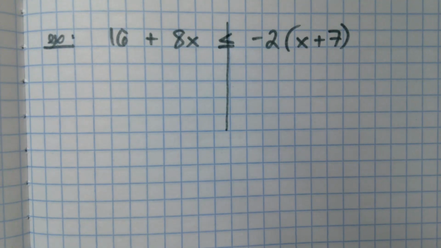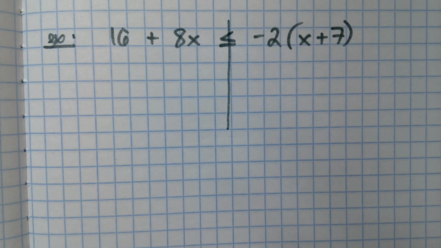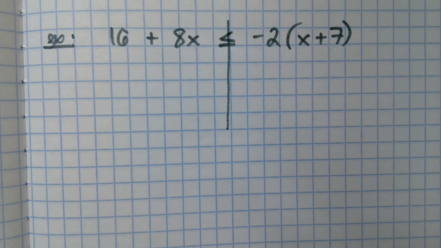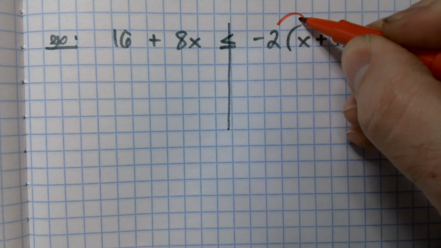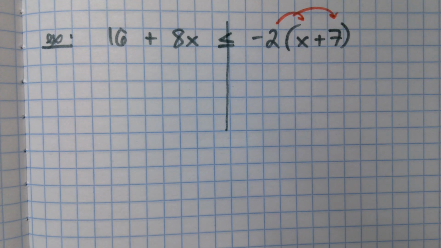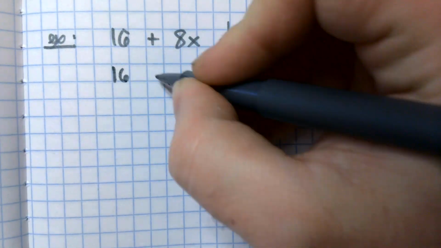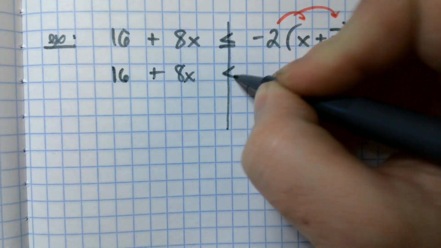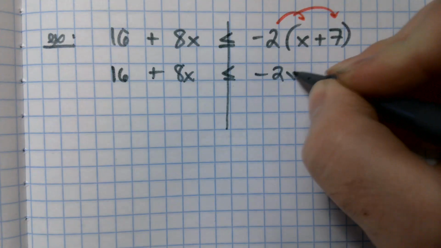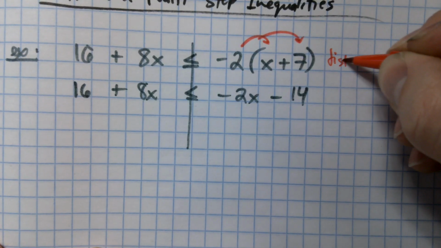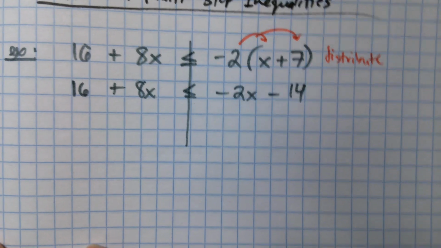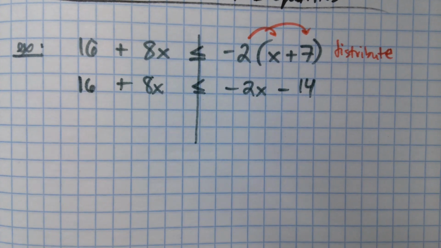What is now the second thing I'm going to do? A lot of us said it. Distribute. Good job. What am I distributing? Negative to the x and the 7. Good. Great job. Negative 2x minus 14 is what that turns into by distributing.